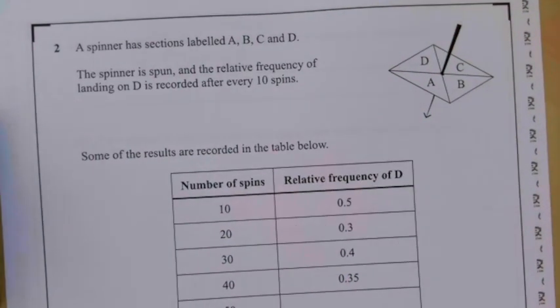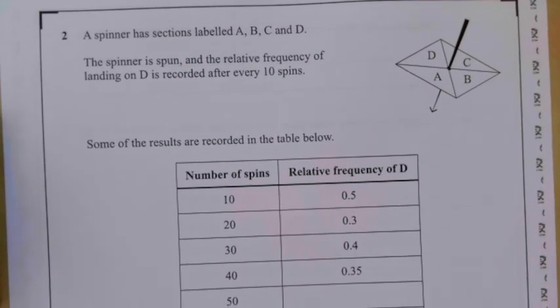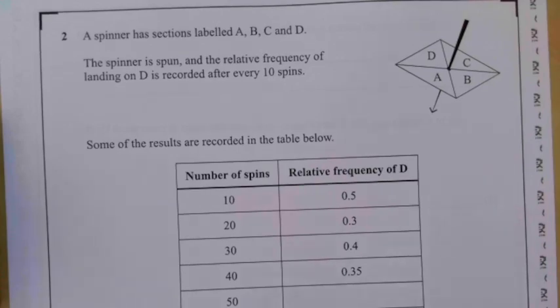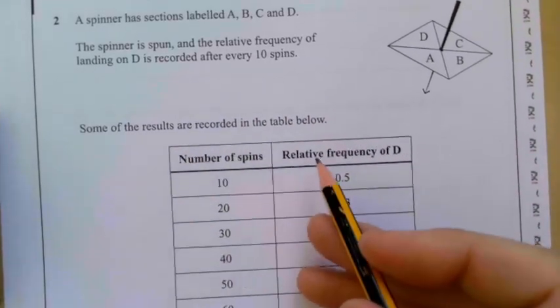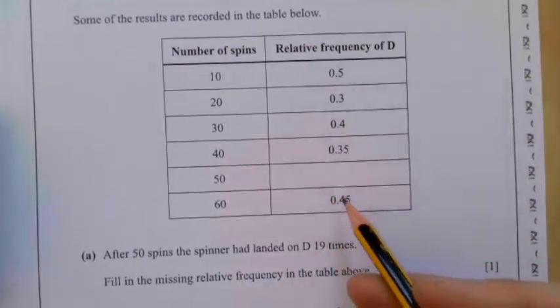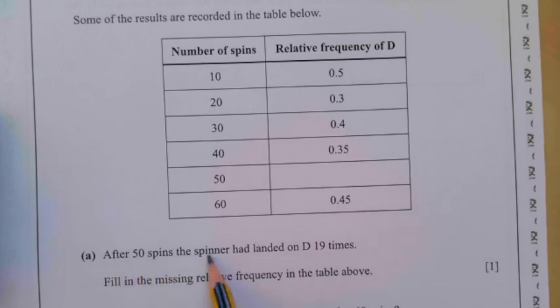Question 2. A spinner has sections labelled A, B, C and D. The spinner is spun and the relative frequency of landing on D is recorded every 10 spins. Some of the results are recorded in the table below. After 50 spins, so this is the one we're missing, the spinner has landed on D 19 times. Fill in the relative frequency. So that's going to be 19 over 50.